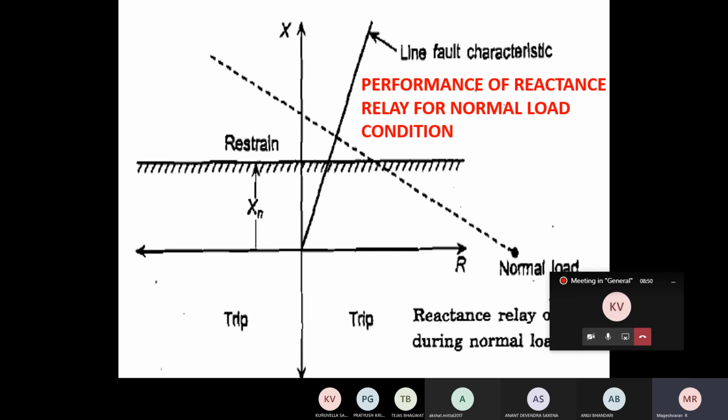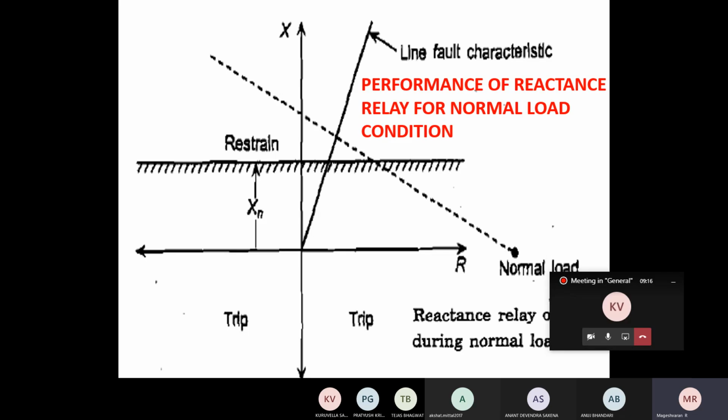In the last few classes we saw the simple impedance relay, where the operation of the relay totally depends upon the set impedance seen by the relay. If it is less than the set value, it is going to operate, and it has a circle characteristic, which covers all four quadrants in the RX diagram.